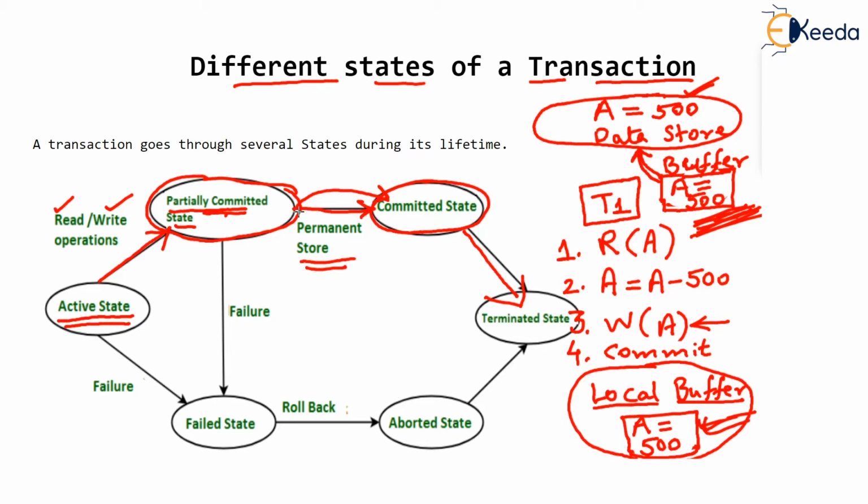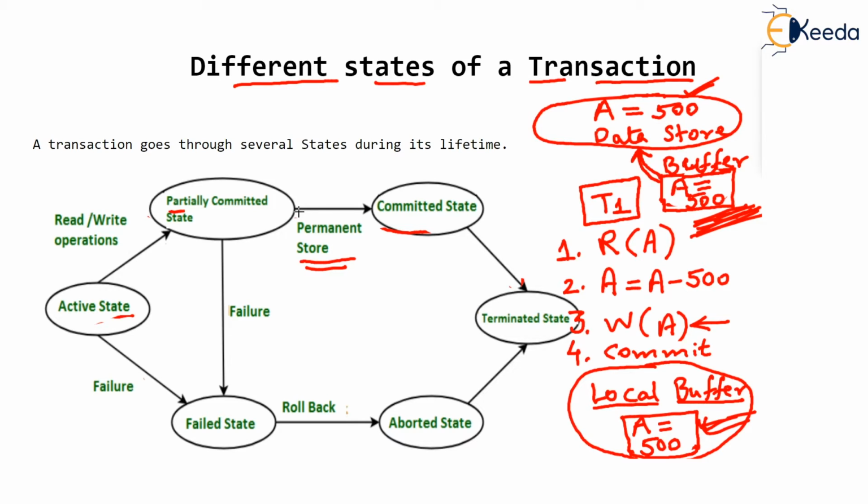So this is one flow here, where the transaction made changes in the local buffer, then executed commit, then resulted in the transaction finishing. Now, what is the other path? Let's see. It can happen that while executing the transaction, due to some reason, the transaction fails.